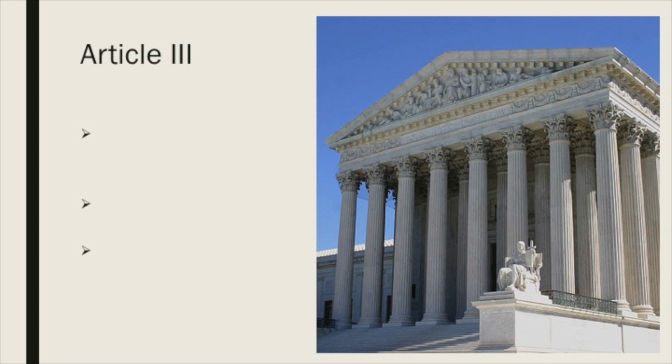The other thing that Article 3 mentions is the idea of treason. It states that treason shall consist only in levying war against the United States or in adhering to their enemies, giving them aid and comfort. To be found guilty of treason, it requires 2 witnesses of the same act, and it also states that Congress has the power to declare the punishment.